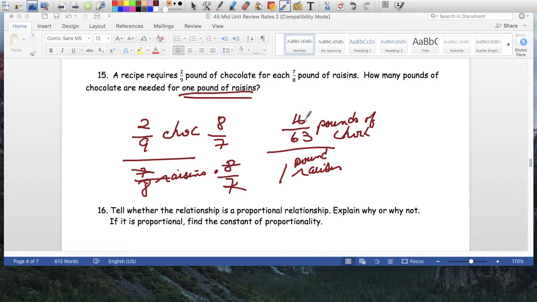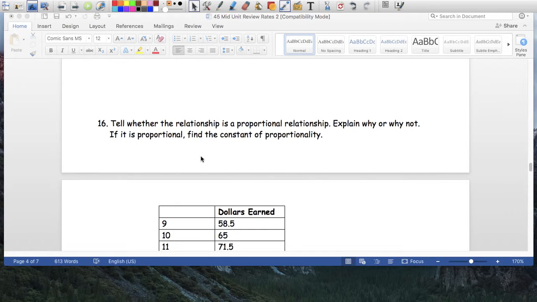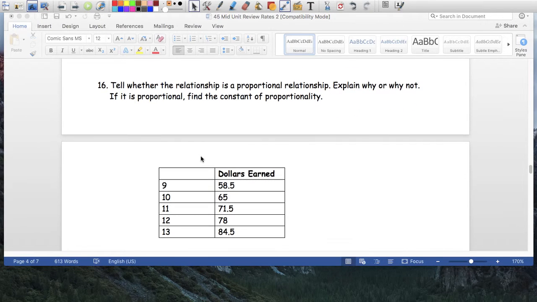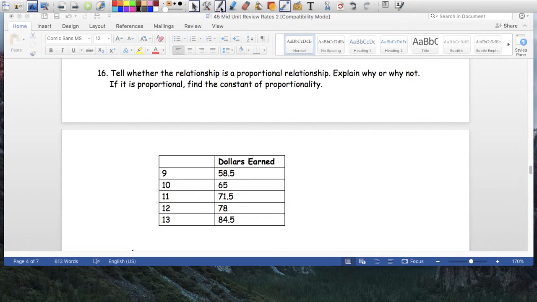Bueno, this is also a unit rate. So this one is pretty easy actually. 4/7 of a yard. Entonces imagina, this is a yard. Okay. 0, aquí es un yard completo. Entonces necesita 1, 2, 3, 4, 5, 6, 7. Necesita de todo eso para hacer una camisa. Él quiere hacer 8 camisas. He wants to make 8 t-shirts.